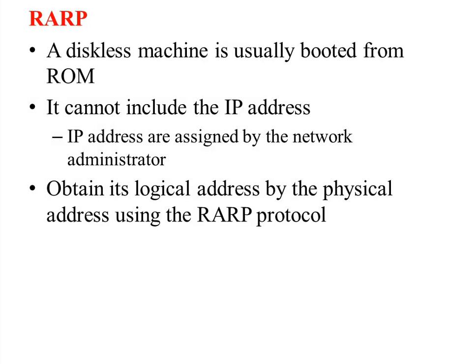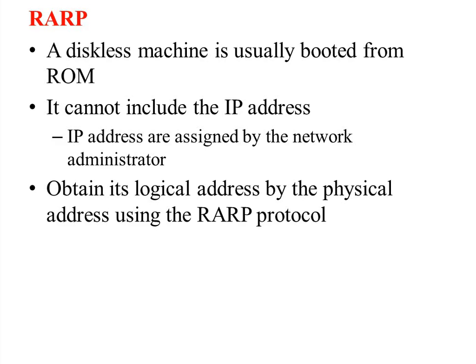So now the next is the RARP. RARP is exactly the opposite of ARP. The only thing is that here you know the physical address, you don't know the IP address. You request for the IP address and you will get that IP address from the receiver or from the server.